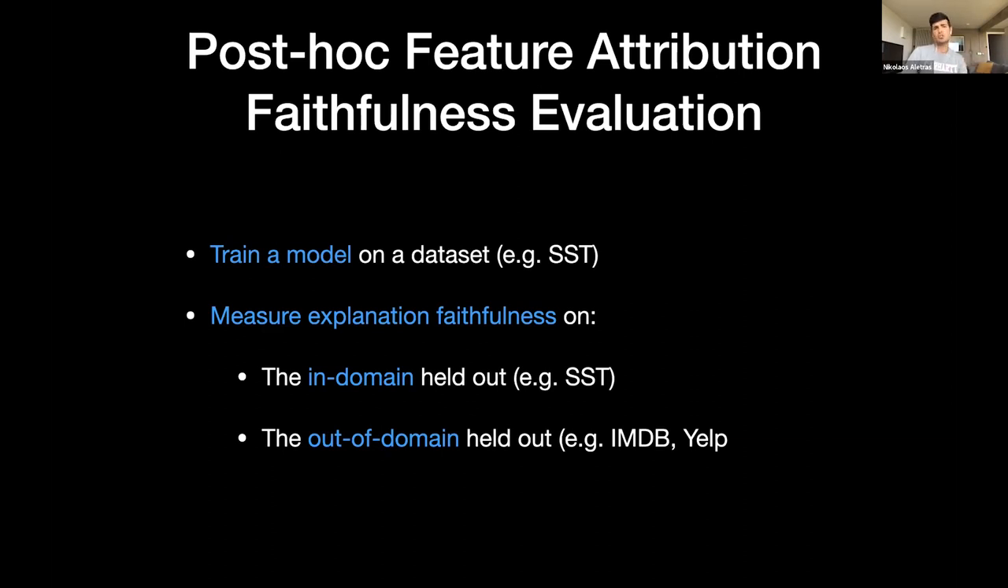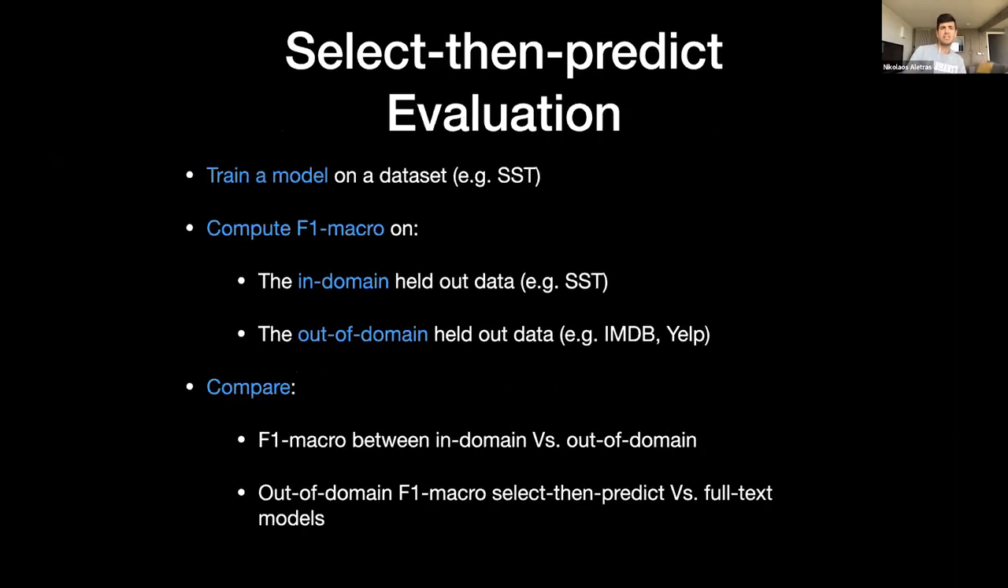So for post-hoc feature attribution methods, we train a model and we measure the faithfulness on in domain held out data, and also in out of domain. So that could be IMDb, Yelp if we train on SST, and vice versa. For select and predict models, we train a model on the data set and we compute F1 macro, again, in domain and out of domain to compare both.